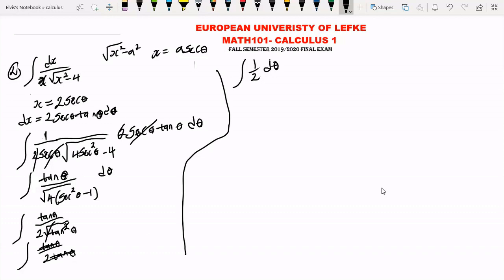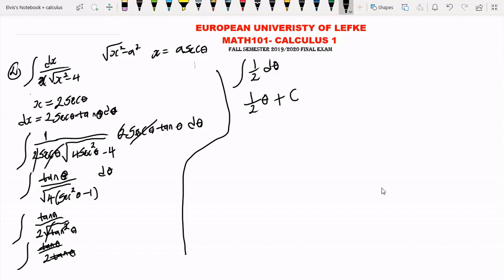So we're going to take the integral of 1 over 2 with respect to theta, which is going to give us 1 over 2 theta. Now you need to include your constant c. Sorry guys, in the first question I forgot to include the constant c. So make sure you always include the constant c, because we are dealing with indefinite integrals.